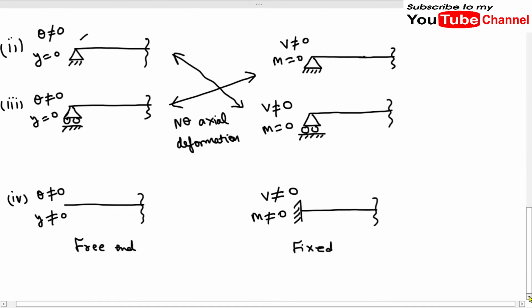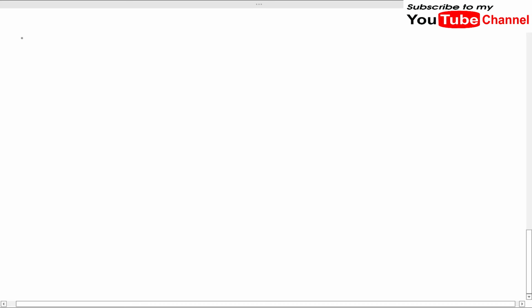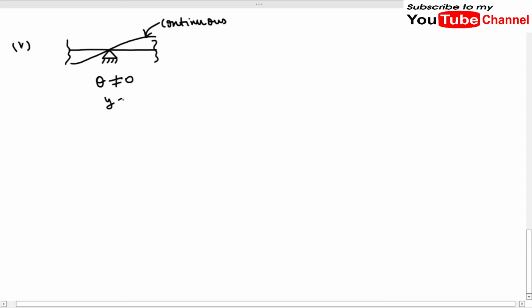Now if we have supports in the middle of the beam, like we have in continuous beams, let me number it here as 5. Let us discuss if we have a pin support. At a pin support, if we draw the deflected shape of the beam, the deflected shape will be like this. This deflected curve is continuous. One important thing we can say is that the slope is not equal to zero, but the deflection will be zero.